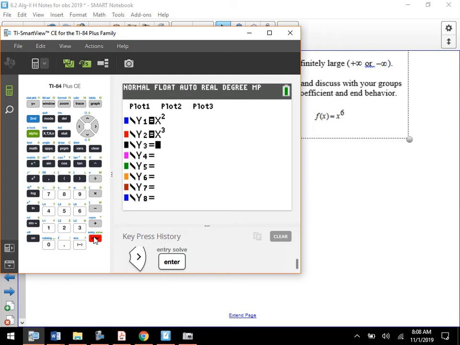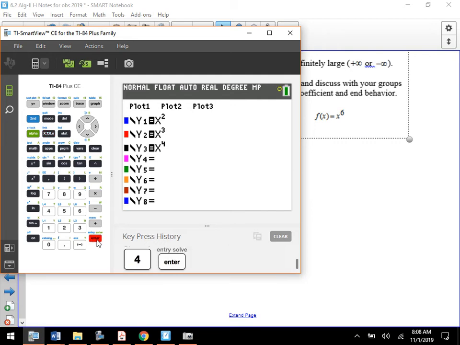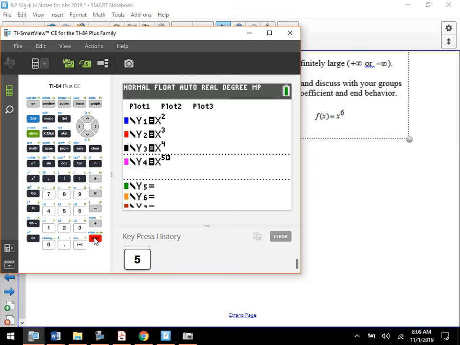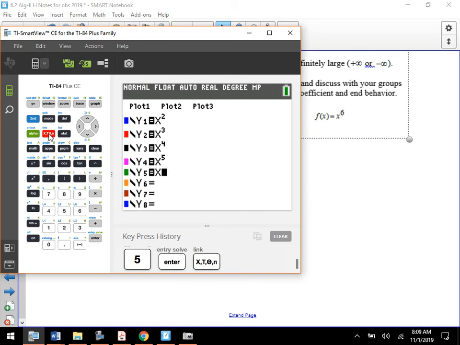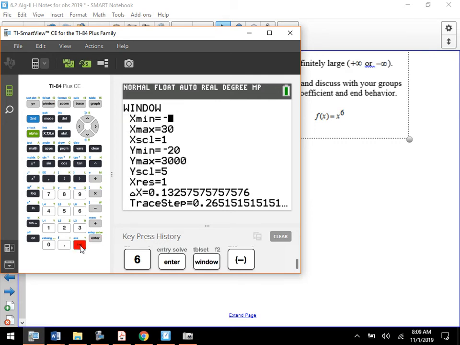Then we have what? X to the fourth, x to the fifth, and x to the sixth. Okay. Now, pick graph. I bet you my window's all jacked up here. Change one. Whoa.